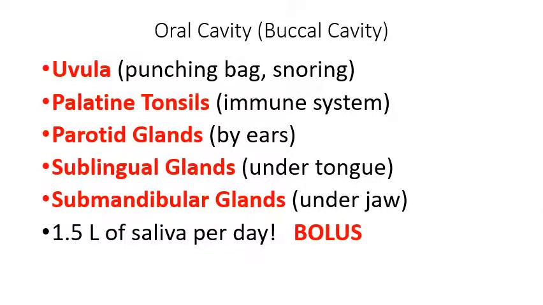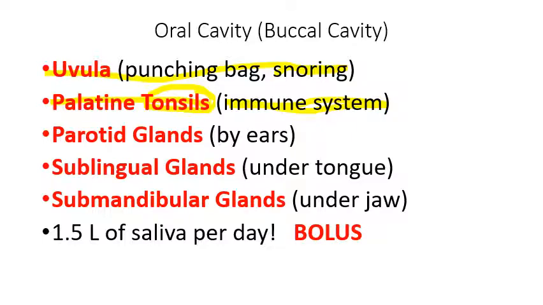Okay, so as I said, the uvula is that little thing that looks like a boxer's punching bag. That's what's making all the noise when you snore. The palatine tonsils, commonly known as just the tonsils, are part of the immune system. They are basically a kind of lymph node, which we talked about when we discussed the lymphatic system.